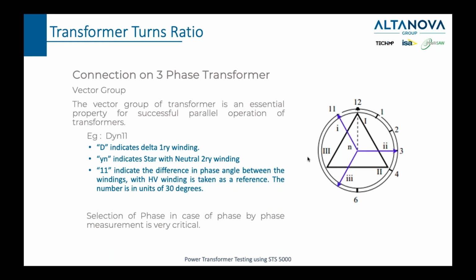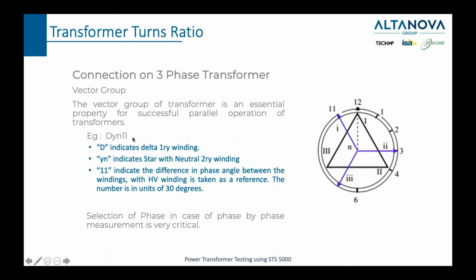Is it a Y? Is it a delta? Or is it zigzag? And what type of winding do you have on the secondary side. Do you have a Y, do you have a delta, or do you have a zigzag? You also need to mention if you have a Y connection or a star connection, is your star point grounded or not?